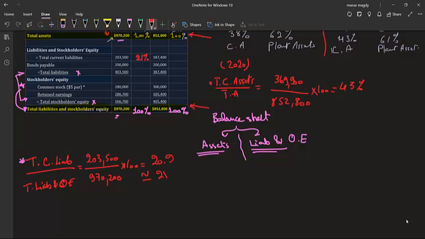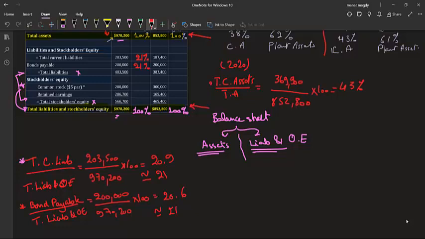If we apply it to the bond payable, the bond payable divided by the total liabilities and owner's equity, you divide the 200,000 divided by the 970,200 multiplied by 100, you are going to get 20.6, which is approximately 21%, so 21%.